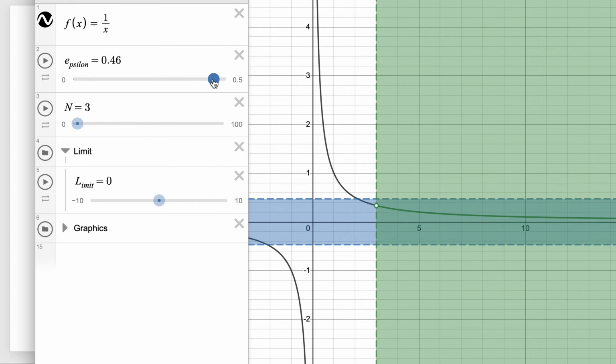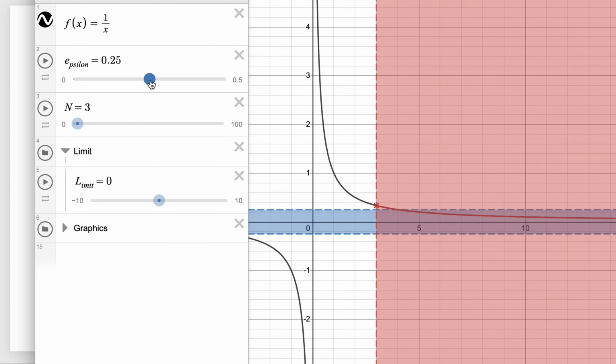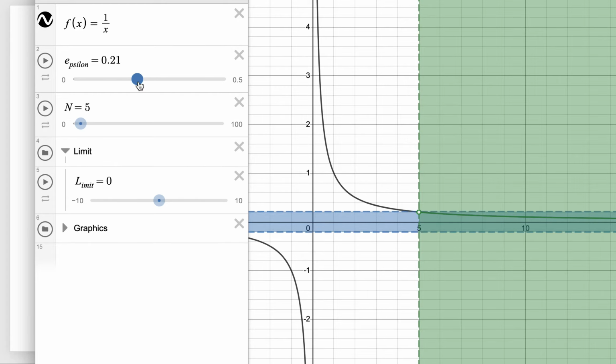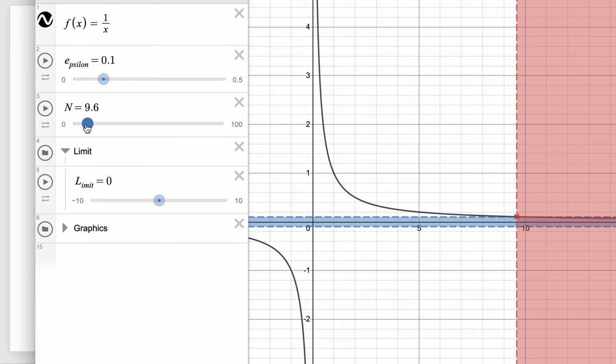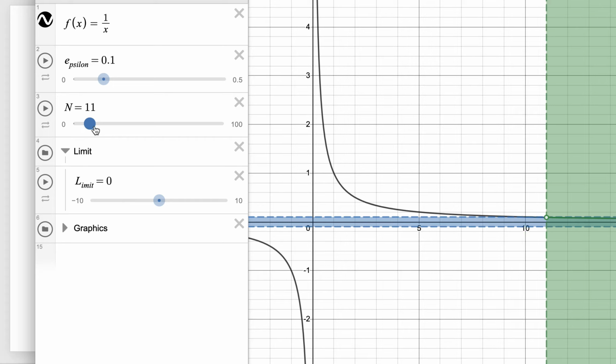So now I pick smaller epsilon values, maybe 0.25, and now I need to pick a larger n, and whenever x is bigger than that capital N, the y values are within this epsilon band of the limit, which I think is 0. Make a smaller epsilon band, 0.1. Then I think at n equals 10, that would be 1/10. So I could make it even smaller, or make n even larger, and that would shrink the values even smaller.